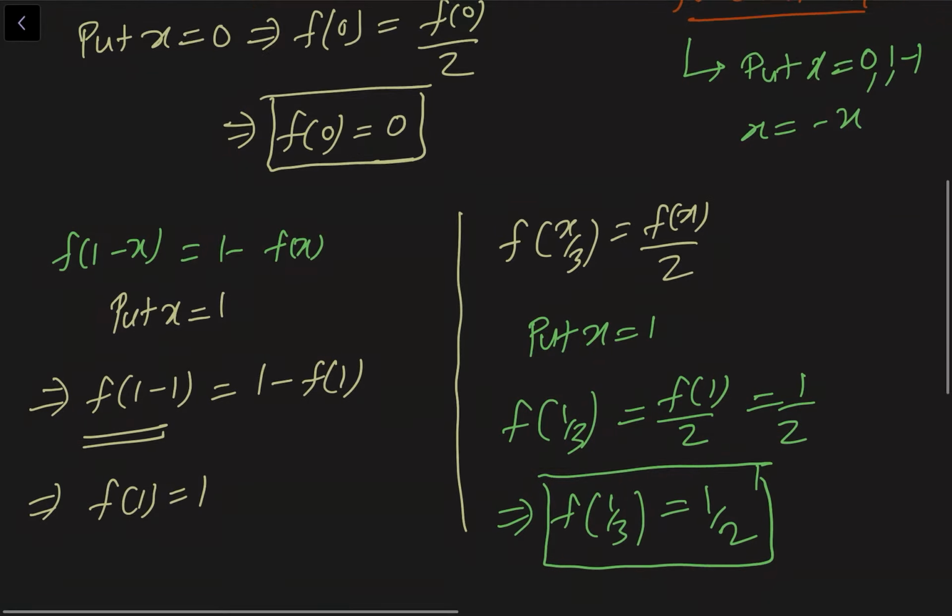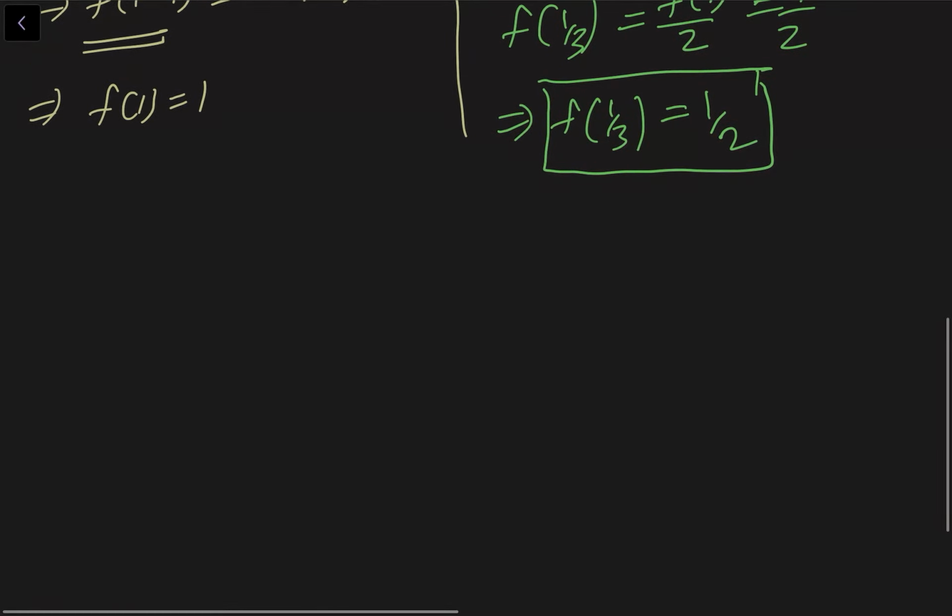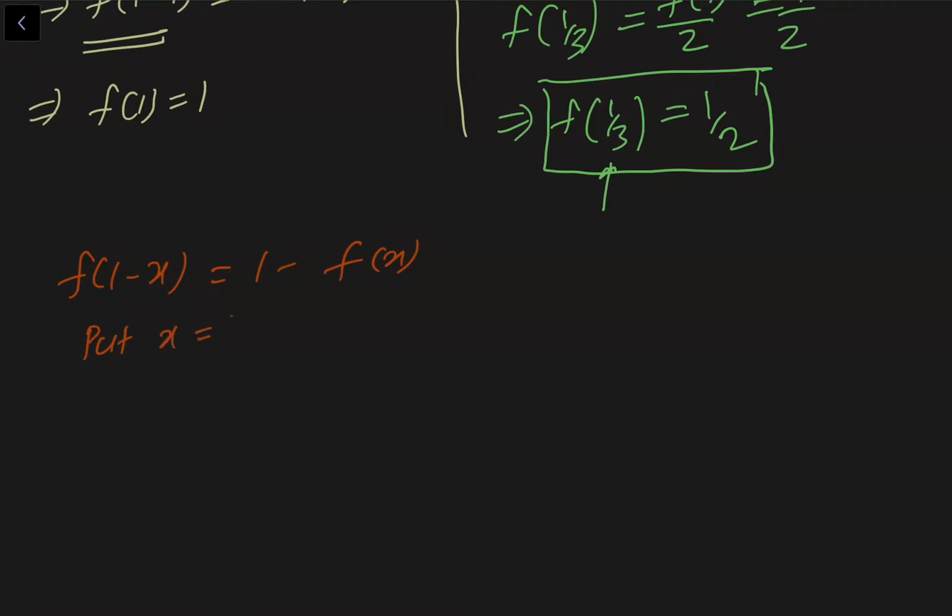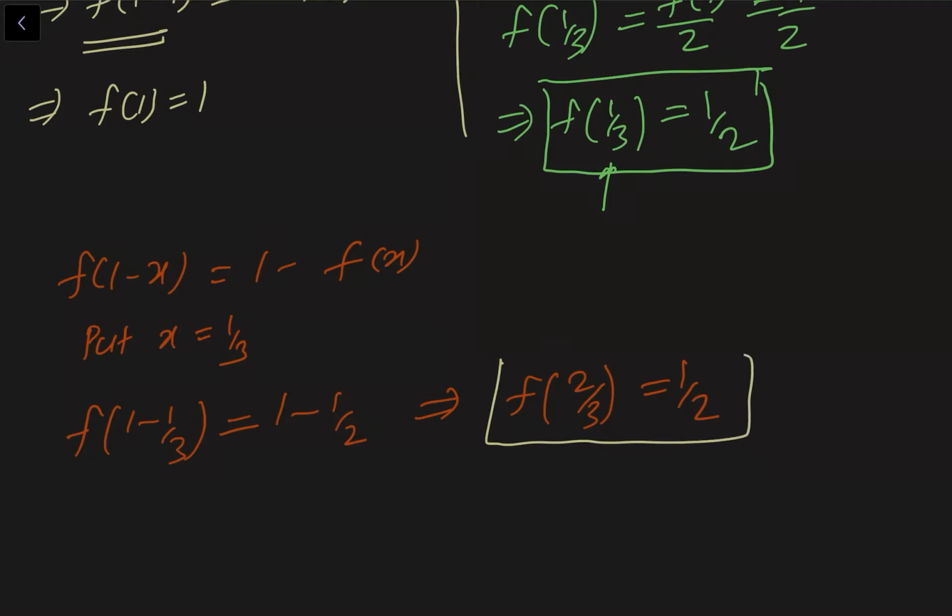Well and fine. Now in the second equation, see here I have 1 by 3 now. So now use this. In the second equation, f of 1 minus x is equal to 1 minus f of x. Put x equal to 1 by 3. Then what I am getting is f of 1 minus 1 by 3 is equal to 1 minus 1 by 2, which gives us that f of 2 by 3 is equal to 1 by 2.